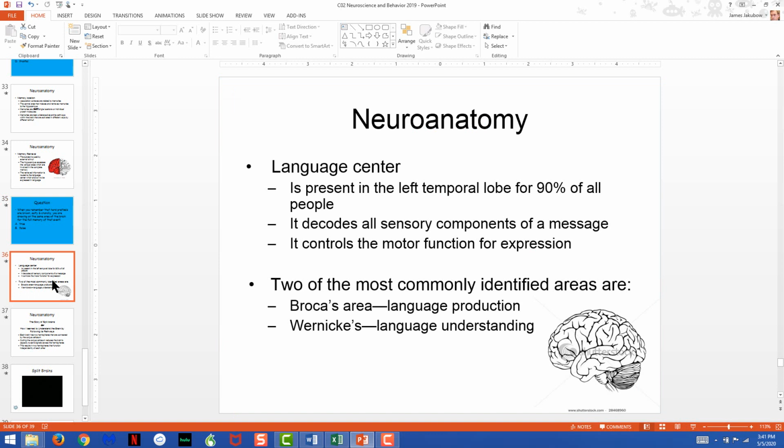Now, the language center, I alluded to it in that for you to get information that's stored in your brain, that physically exists there as a memory in your occipital lobe or your temporal lobe, it just sits there idle, not doing anything.